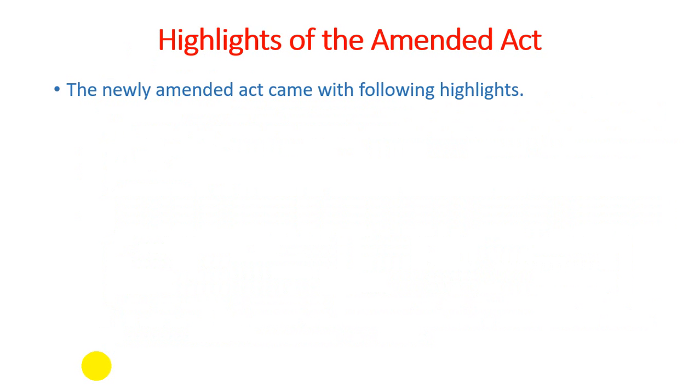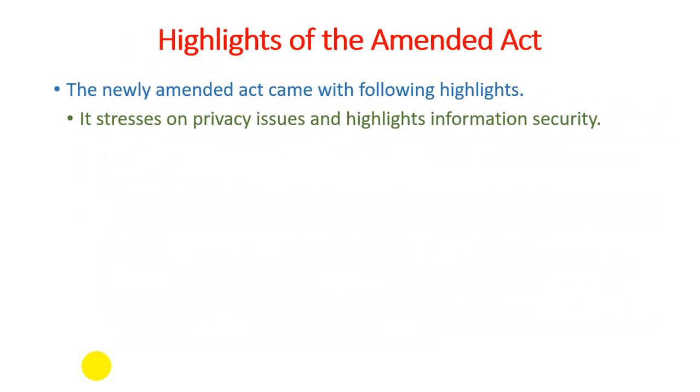Now what were the highlights of the amended act? The newly amended act came with the following highlights which we are discussing below. It stresses privacy issues and highlights information security. What is privacy? Without any kind of permission, we are not accepting any data, media, photograph, or look and feel which is available on the internet. It is nothing but privacy, as well as information security. It elaborates on digital signature. What is a digital signature? What is the importance of digital signature nowadays? We will discuss this later in unit number 2.